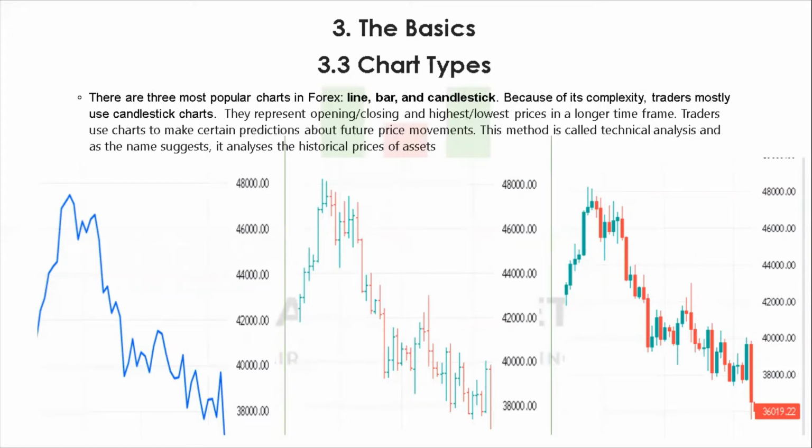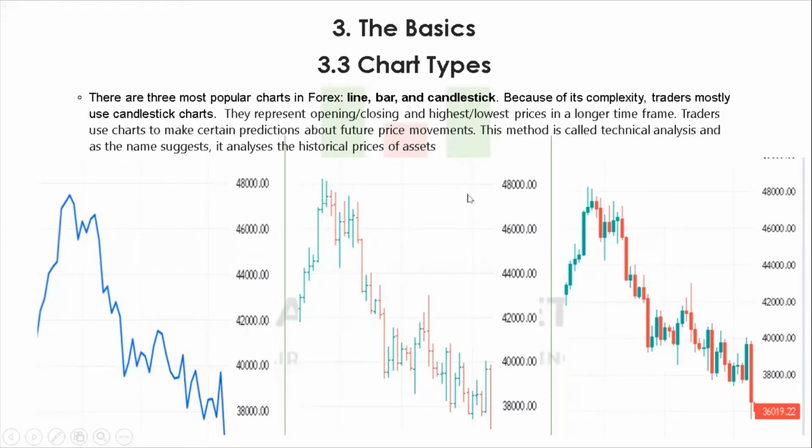So we can use different charts to make different predictions about future movements. This method is called technical analysis, as the name suggests. This analysis analyzes the historical prices of assets. Now the first chart over here is a line chart, and as you can see, it shows the true trend. The second one is a bar chart, which looks much funnier, but this typically measures the closes of the candle. These lines go to the right and the left.